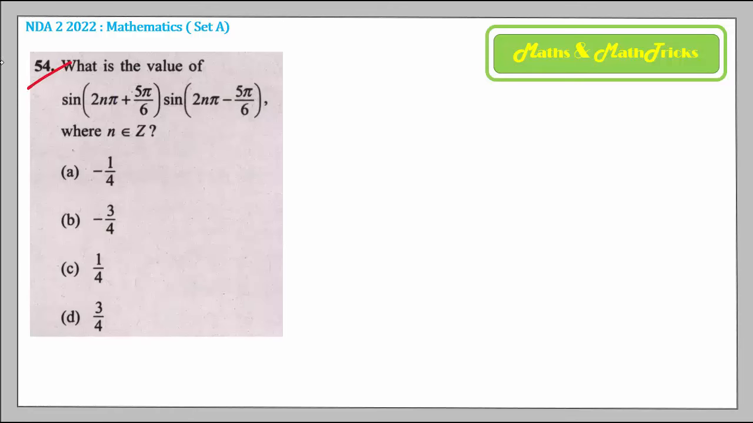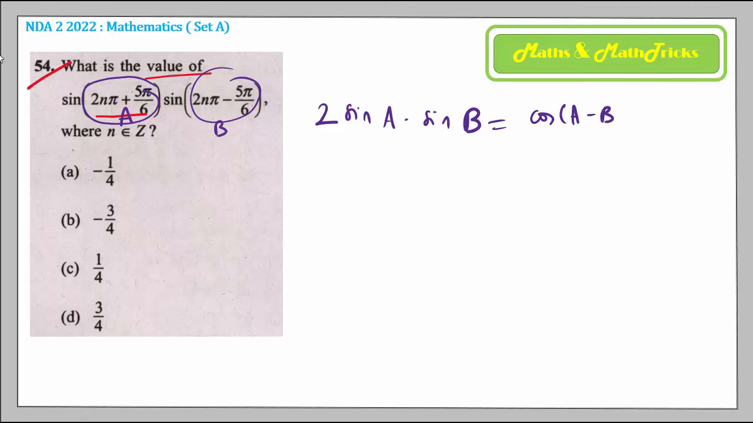Here you are asked to find out the value of sine of (2n pi plus 5 pi by 6) into sine of (2n pi minus 5 pi by 6). This question is easier if you consider the first bracket as angle A and the second bracket as angle B respectively. So you have got sine A into sine B value to evaluate, which you can evaluate with the help of formula 2 sine A sine B, which is equals to cos of (A minus B) minus cos of (A plus B). Okay, so there is no 2 here, so we can adjust that, say multiply and divide by 2.